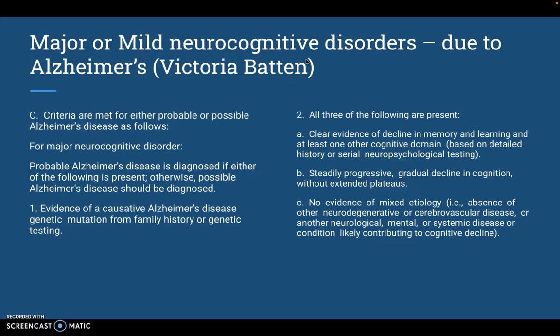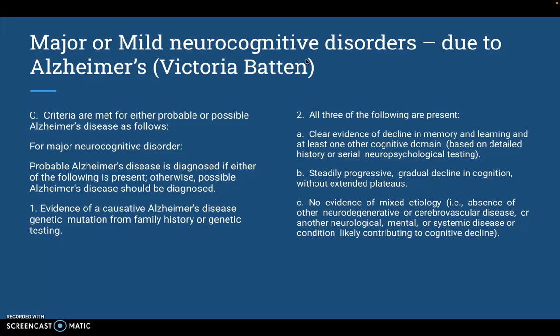And then the third criteria is that criteria are met for either probable or possible Alzheimer's disease as follows. So these ones are a little bit different based on whether it's major neurocognitive disorder or mild neurocognitive disorder due to Alzheimer's. So we're going to start with major neurocognitive disorder. Probable Alzheimer's disease for a major neurocognitive disorder would be diagnosed if the following is present. Otherwise, it would just be considered possible Alzheimer's disease.